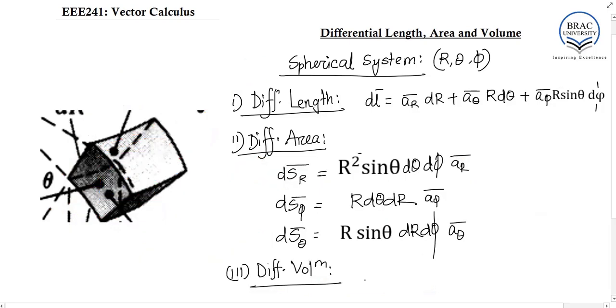And finally, the differential volume will be derived if we just take it as, if we approximate it as a rectangular parallelepiped again, and just multiply these three lengths.